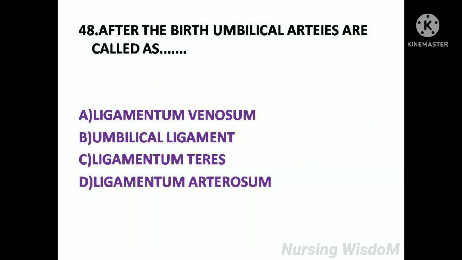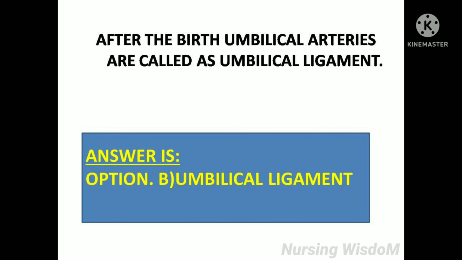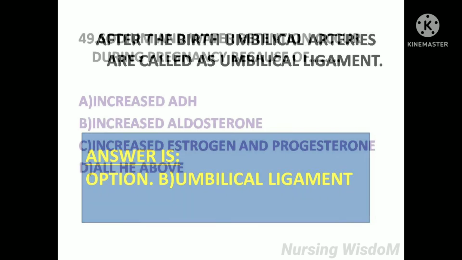Next question. After the birth, umbilical arteries are called as option A, ligamentum venosum. Option B, umbilical ligament. Option C, ligamentum teres. Option D, ligamentum arteriosum. After the birth, umbilical arteries are called as umbilical ligament. So here the answer is option B, umbilical ligament.